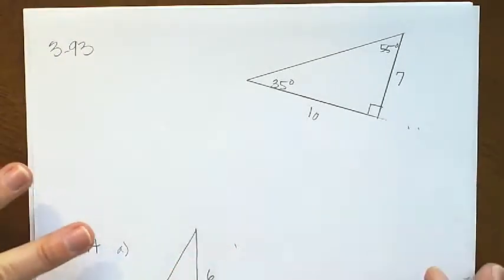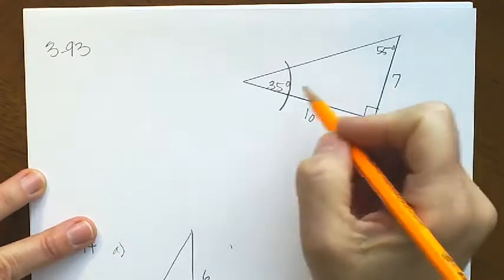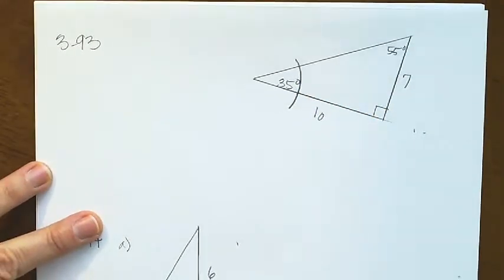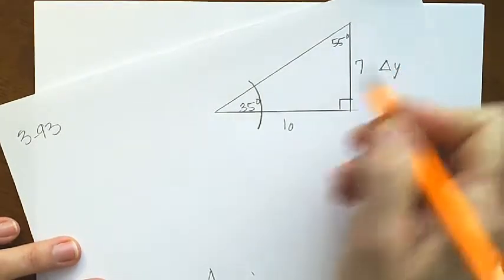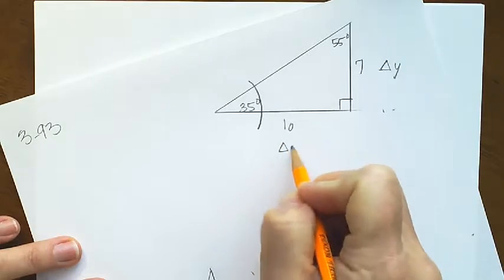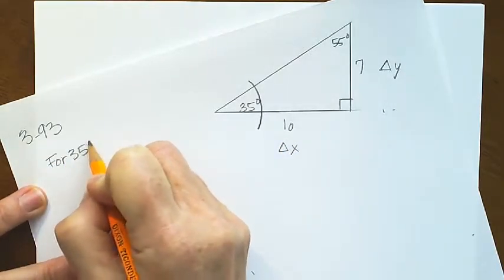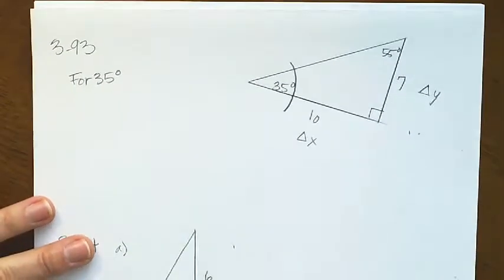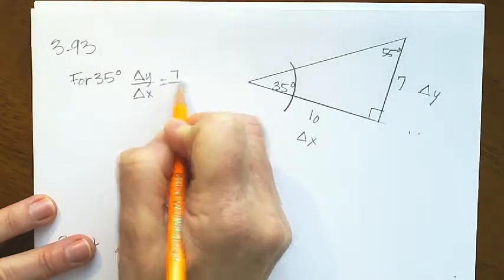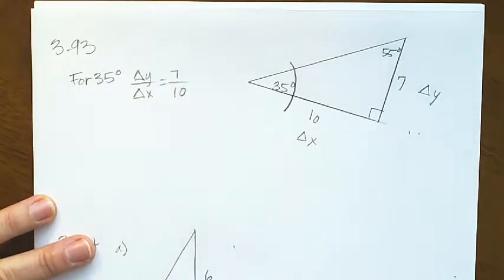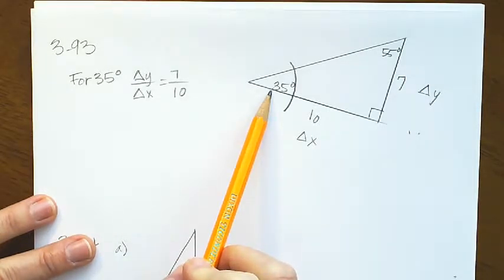So if I'm looking at 35 degrees, then the slope angle, the change in y over the change in x, would be 7/10. So for 35 degrees, slope, change in y over change in x, is 7/10. So Ben must have been looking at it from the vantage point of 35 degrees.